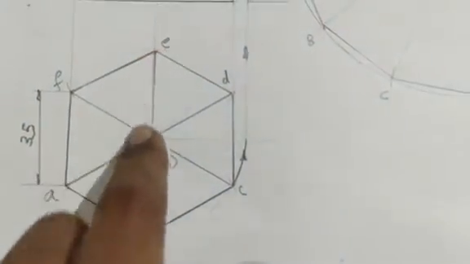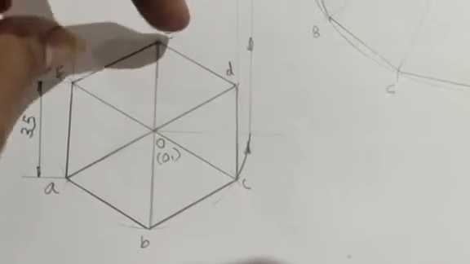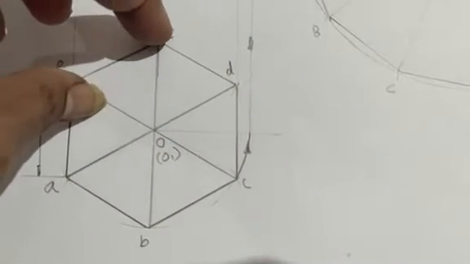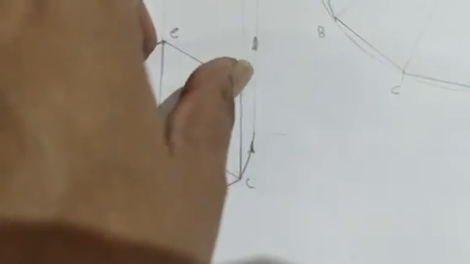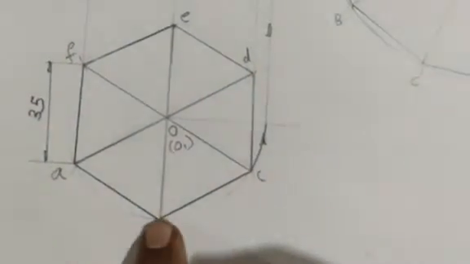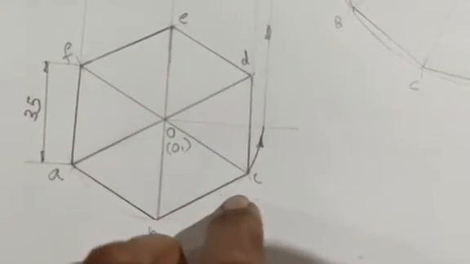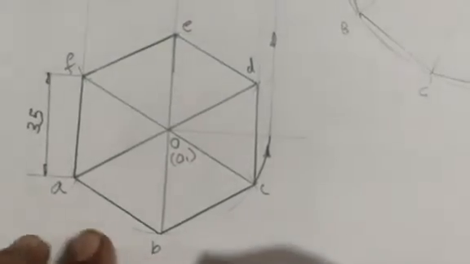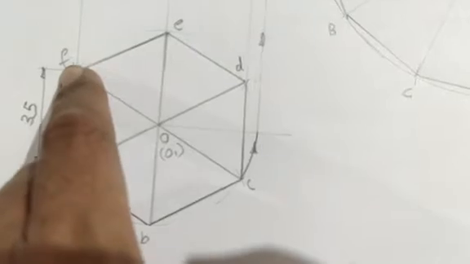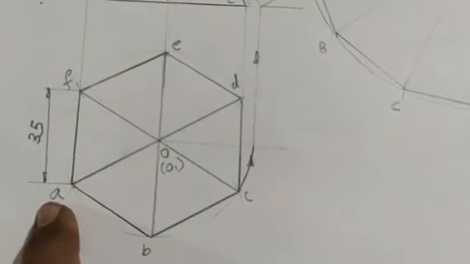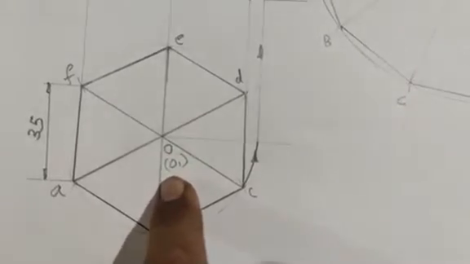So you draw a vertical diameter. The same 35 mm radius whatever you have taken, you keep it on one end of the vertical diameter and draw an arc to cut the circle here. Similarly on the lower side, with 35 mm you draw an arc on the circle. So you name them A, B, C, D, E, F. One side is 35 mm. The upper axis point is O, the lower axis point is O1.